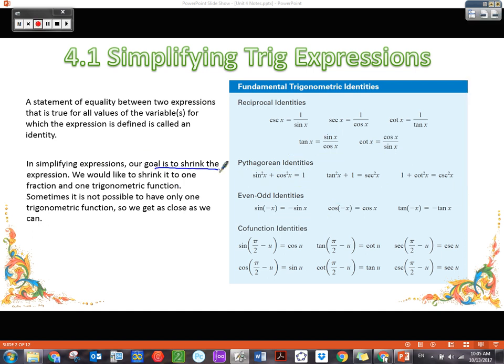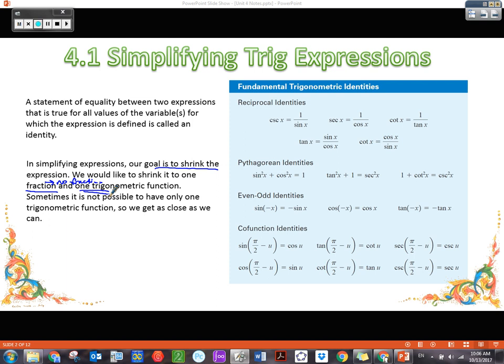We want to shrink it. If what we're doing causes it to get bigger, then don't do that, right? We would like to shrink it to one fraction or no fractions. We really don't want fractions at all. No fractions would actually be the preference, but sometimes we can't. Sometimes we have to leave it in a fraction. So we want just one or no fractions, and we would really like to have just one kind of trig function, just sine or just secant.